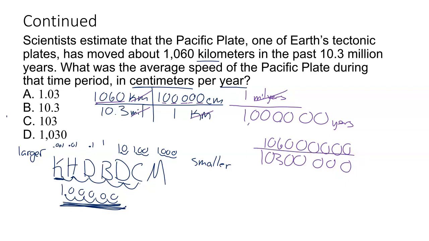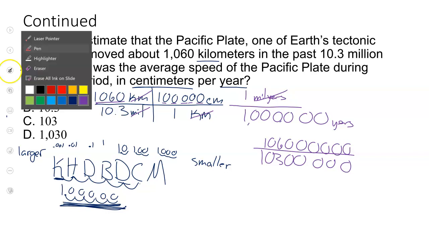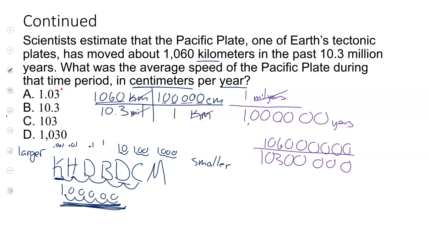And to finish it off, we just need to simplify that fraction. Again, not hard math. You don't need all those extra zeros, because every time you have the same zero in the numerator and denominator, it goes away. So you're left with 10,060 divided by 103. So it moves 10.3 centimeters every year. That is very, very slow.